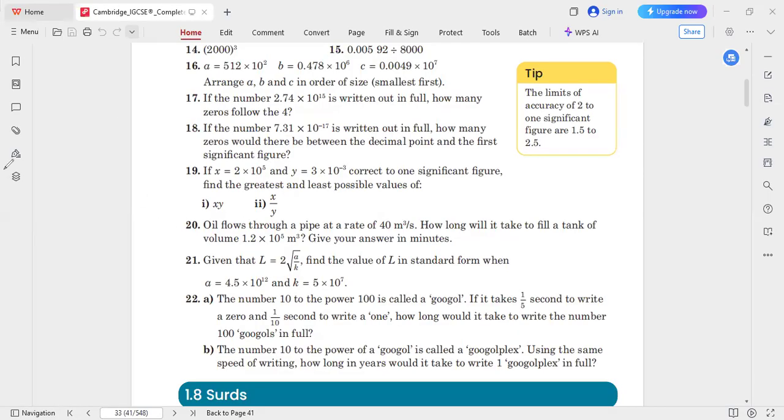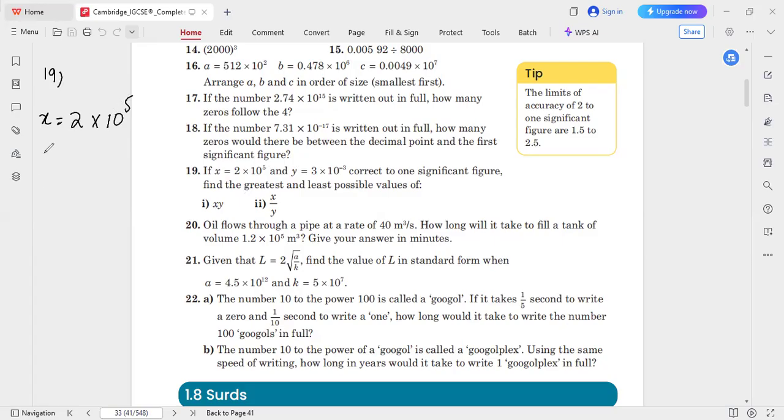So first, we need to write them down according to the bounds, like the upper bound or lower bound for these numbers. First of all, I'm writing for x the lower and upper bound. As they're saying that accuracy is according to one significant figure, we need to deal accordingly. We have 2 times 10 raised to the power 5.